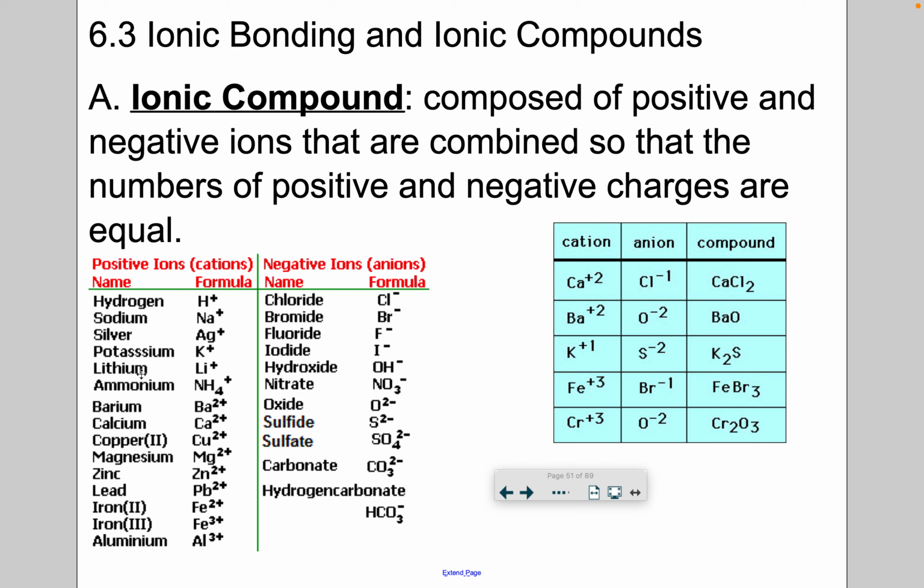Here's a list of some common ions that are positive on this side and negative on the other, and then we'll talk about polyatomic ions, because you can see that there are 2 elements here with an overall charge.